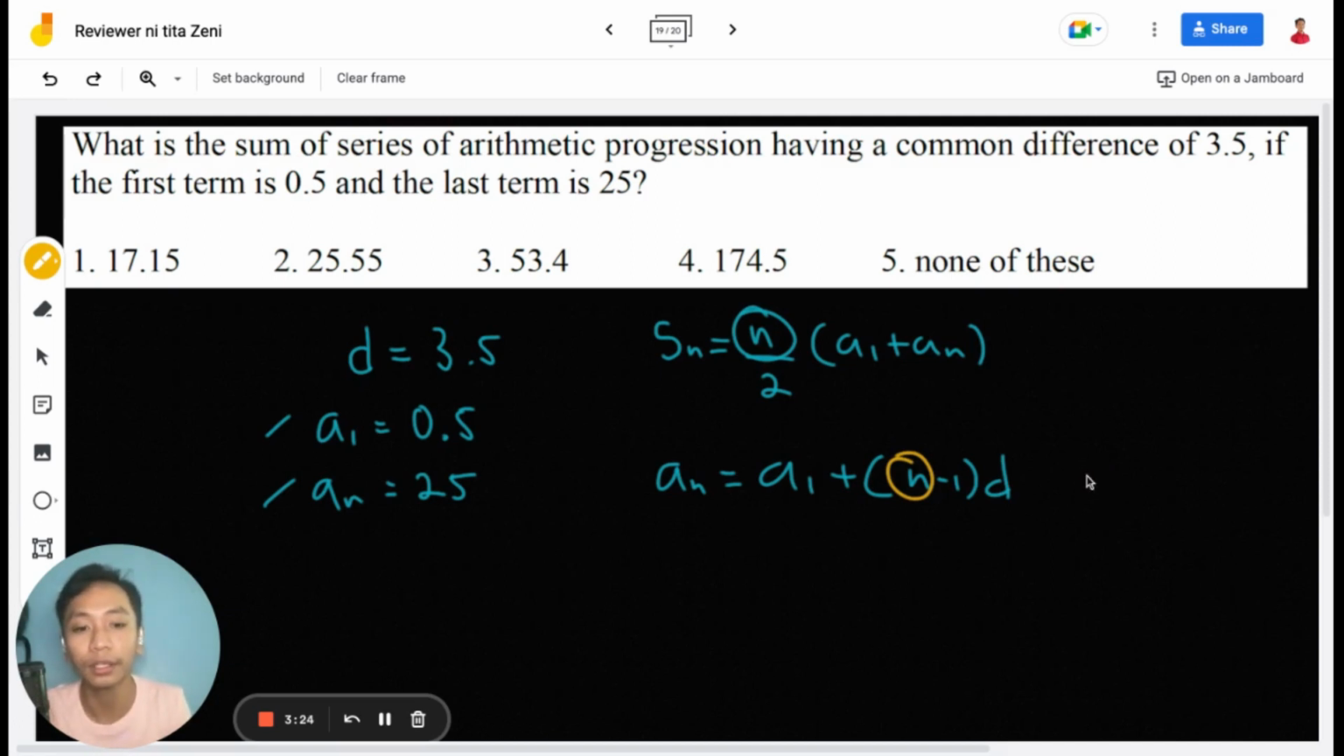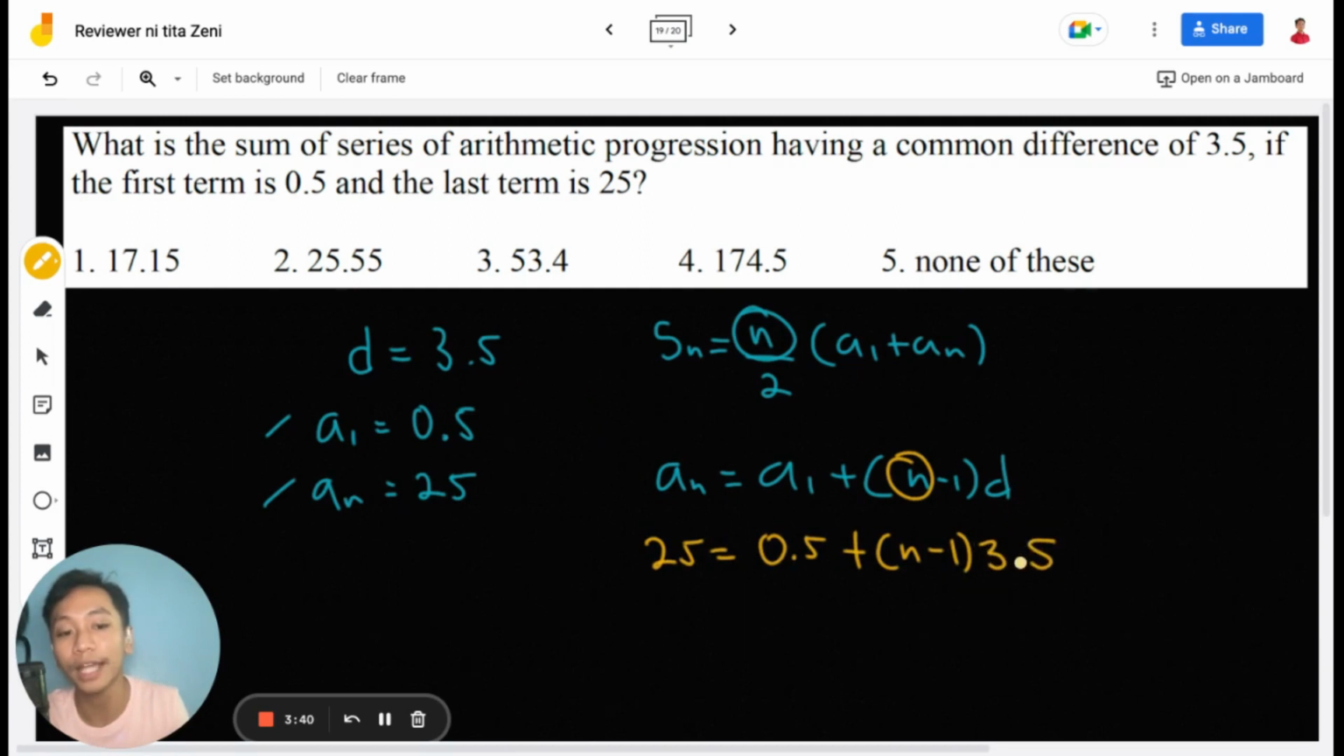So, again, we have to solve for n using the values that we already know. A sub n is 25. First term is 0.5. We do not know n yet. Maiwan siya dyan. Common difference is 3.5. Solving for n means isolating n. Kung nasan man siya sa side ng equation, dapat mag-isa lang siya. So we need to get rid of everything. But then, how? Unahin muna nating i-simplify.